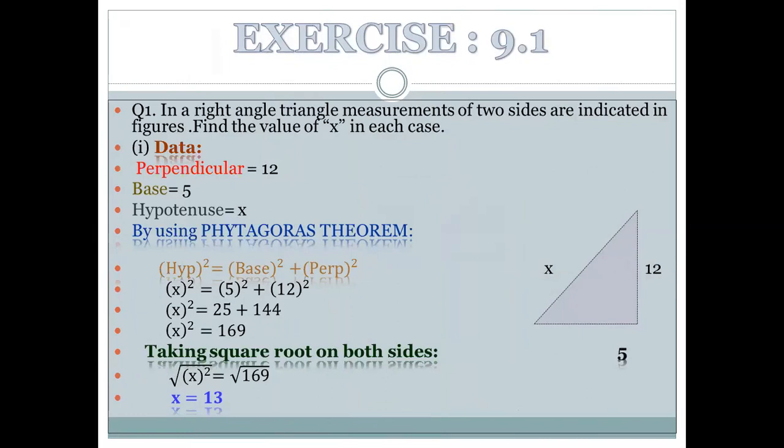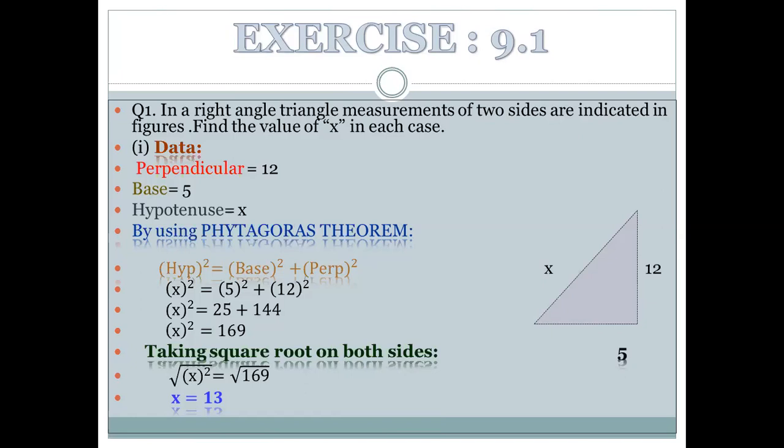In all the diagrams you see a right angle triangle is given, but in some triangles hypotenuse is missing, base is missing, or perpendicular is missing. So according to the unknown values, we apply the formula. We have only one formula: hypotenuse square is equal to base square plus perpendicular square. We will put the values in that relation and we find the unknown one.